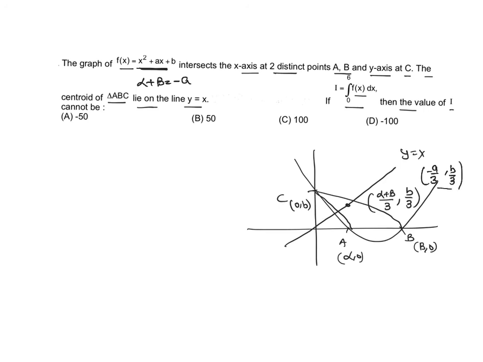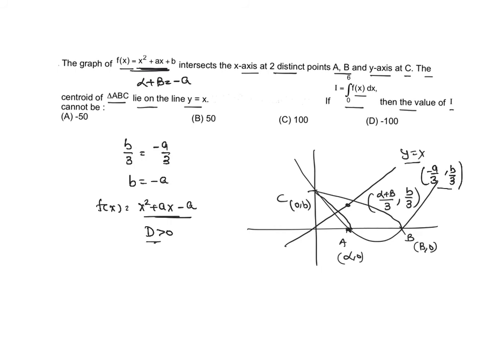Now the centroid lies on y equals x. So b by 3 equals minus a by 3, so b equals minus a. Now the quadratic equation f(x) will become x square plus ax minus a. Now this equation has two roots, so D should be greater than 0, otherwise it will not form a triangle.